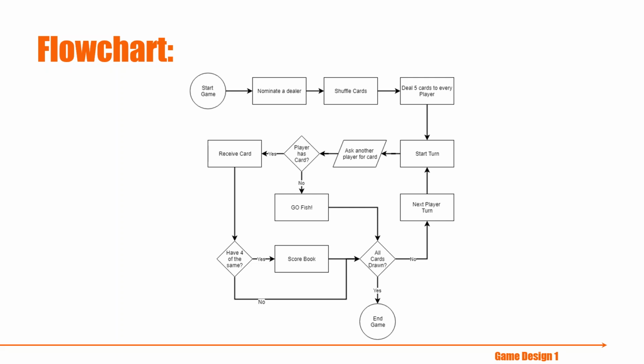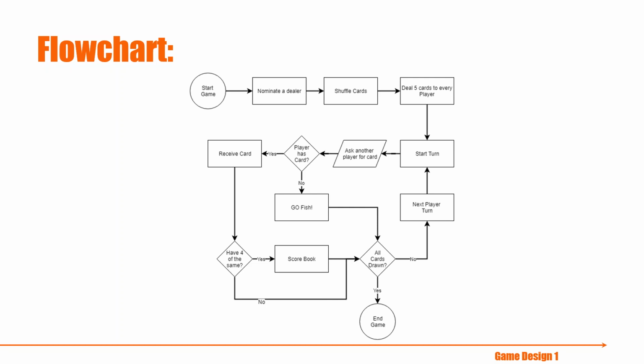Now, next we go to a conditional. Does the player have a card? Or does the player have the card you asked for? Let's say they do. So the next thing is you receive the card. Notice that that is a rectangular shape. It's a process. According to the rules of Go Fish, if that player has the card you asked for, they have to give it to you. So they don't have a choice. That's why it is not the player decision shape. That's why it's the process.